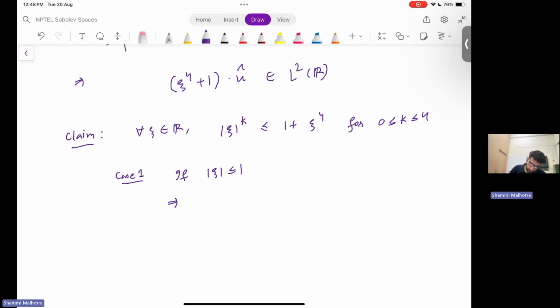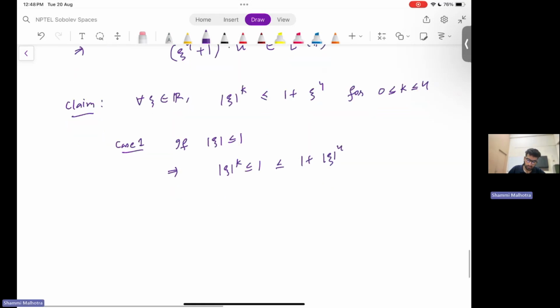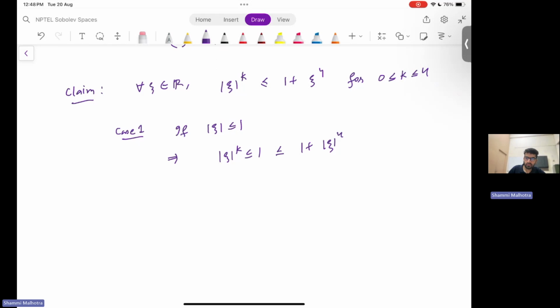This implies that of course xi raised to the power of k is also less than or equal to 1, and that is further less than or equal to 1 plus xi raised to the power of 4. So for this case we have the inequality, and this holds for all k from 0 to 4.